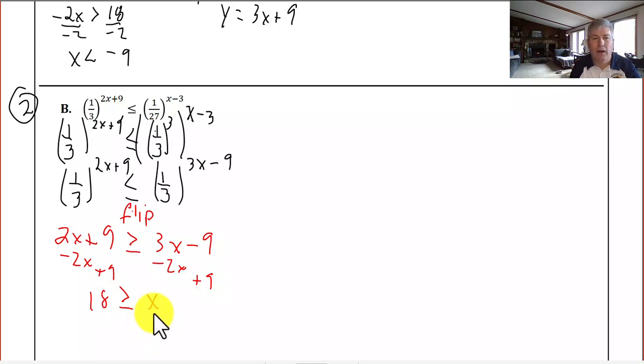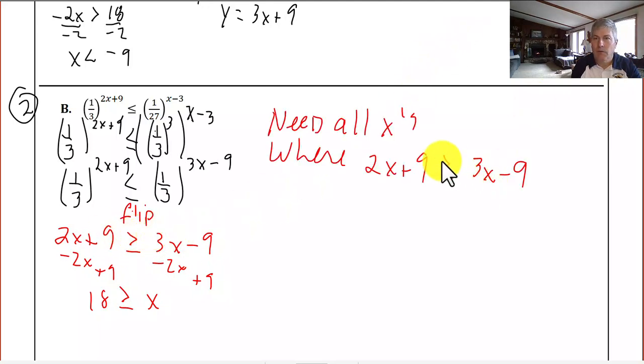And now we'll try and confirm this graphically. And again, we want all the x's where 2x plus 9 is greater than 3x minus 9. So that's what we're looking for, all the x values where 2x plus 9 is greater than or equal to the graph of 3x minus 9. Well, we already know that those should be x's that are less than or equal to 18. So let's see what our graphing calculator tells us.